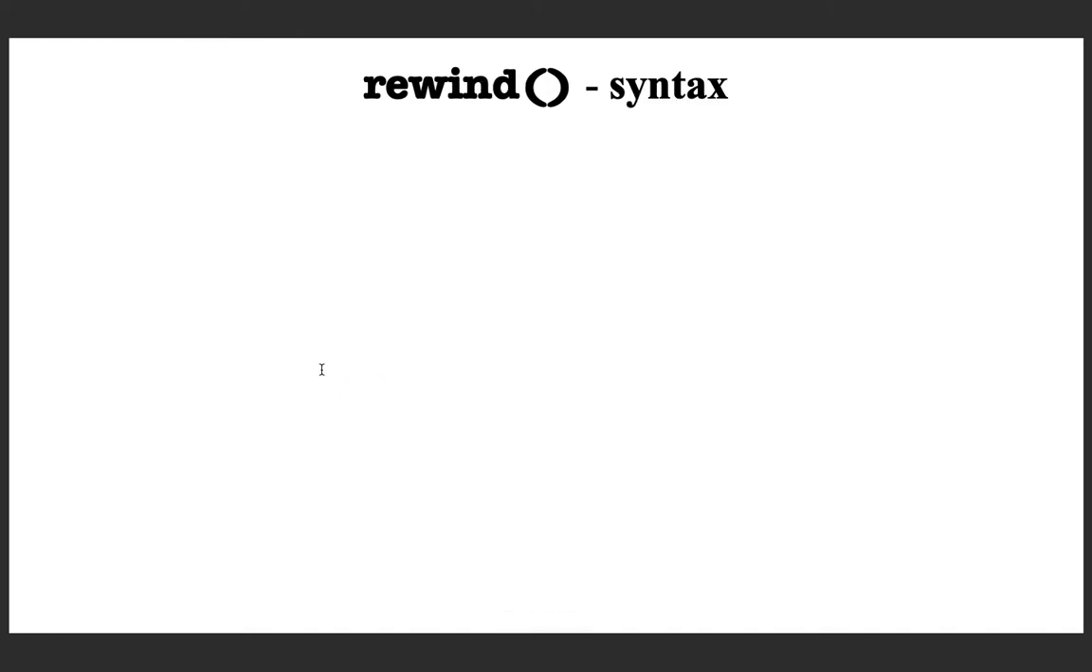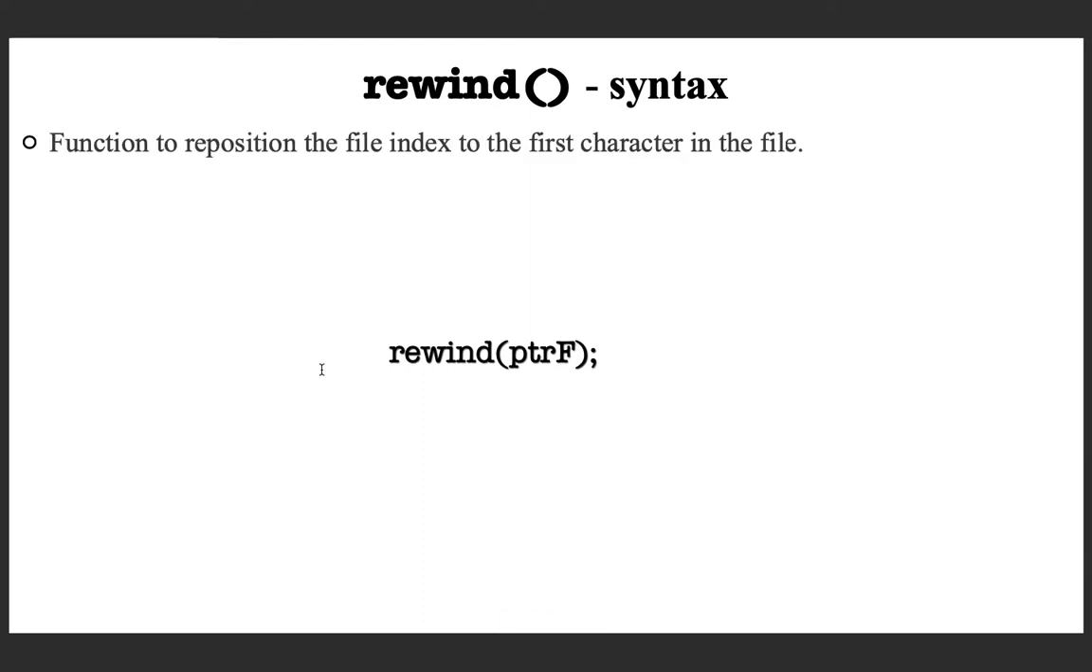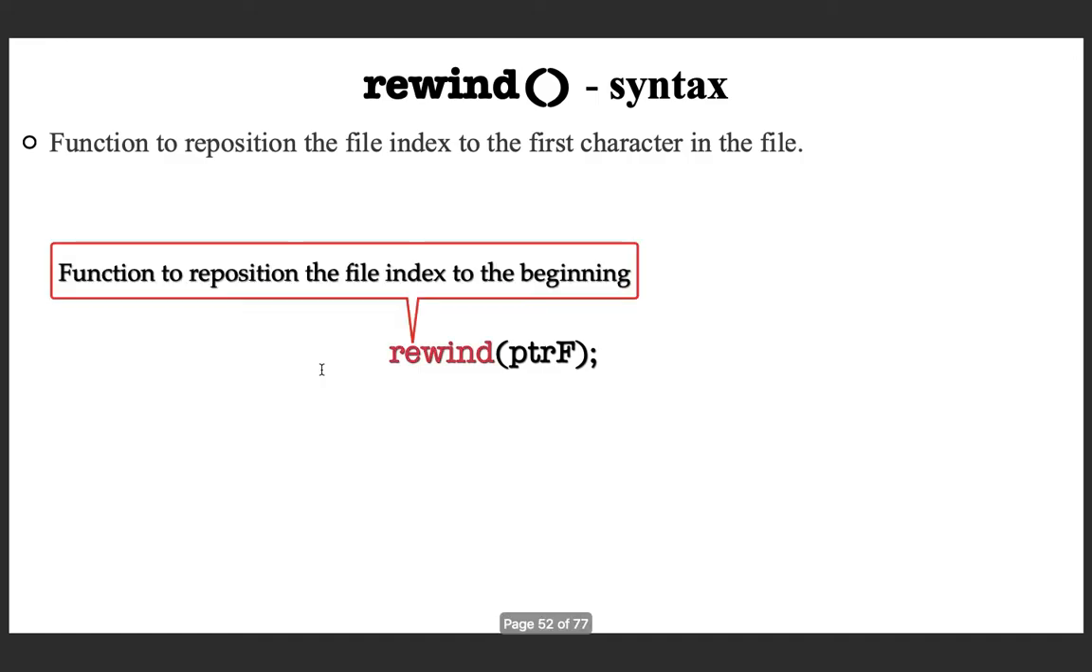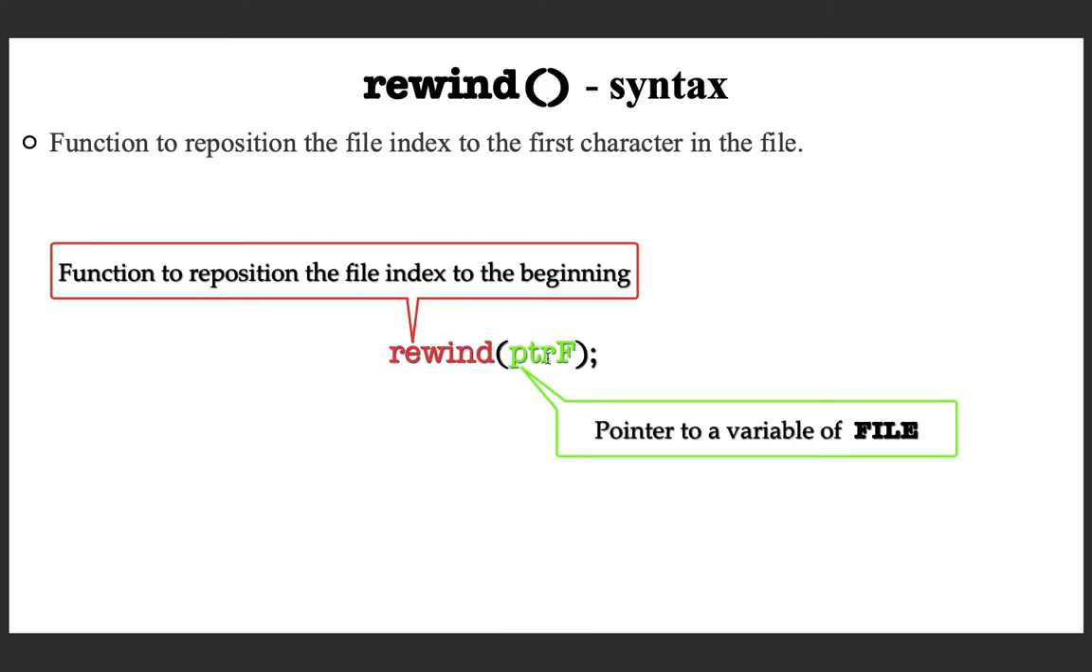Now let us look at the syntax formally. So this is the syntax. This is a function to reposition the file index to the first character in the file, which is the 0th position. And the syntax includes the function name followed by the file handle.